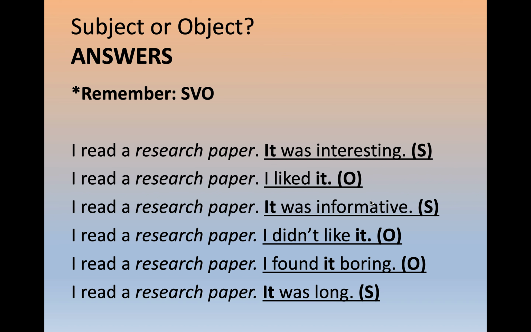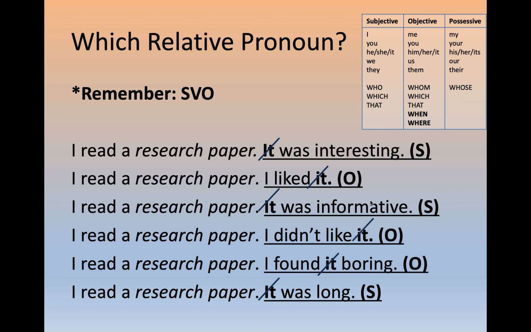Okay. It was interesting. That's the subject. I liked it. That's the object. It was informative. That's the subject. I didn't like it. That's the object. I found it boring. That's the object. It was long. That's the subject. Okay, so if I removed these pronouns and instead I wanted to use relative pronouns, which ones would I use? All right, well, it is a thing and it's a subject. I will use which or that.